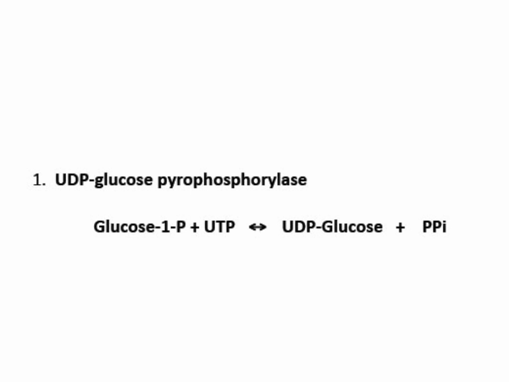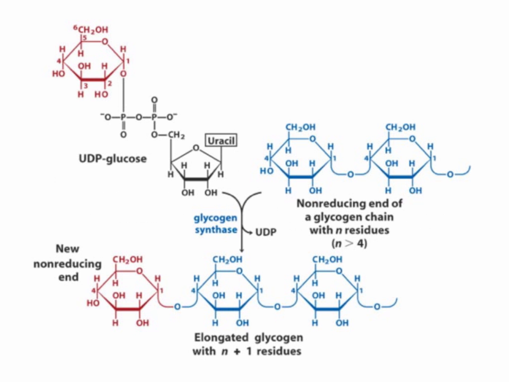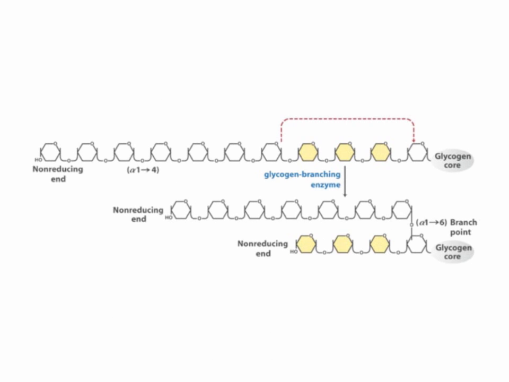Glucose residues are added to the non-reducing ends of glycogen polymer chains using glucose in the activated form, UDP-glucose. The enzyme that makes UDP-glucose is UDP-glucose pyrophosphorylase. UTP is used and pyrophosphate is produced in that reaction. The enzyme that adds glucose to the polymer is glycogen synthase. We also have a branching enzyme that takes 6 or 7 residues and moves them to make an alpha-1,6 branch.